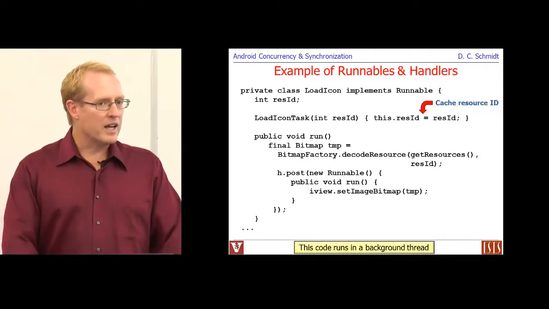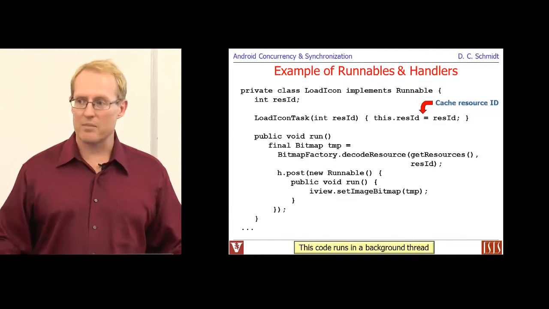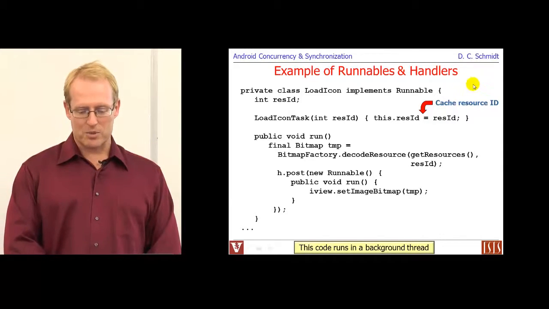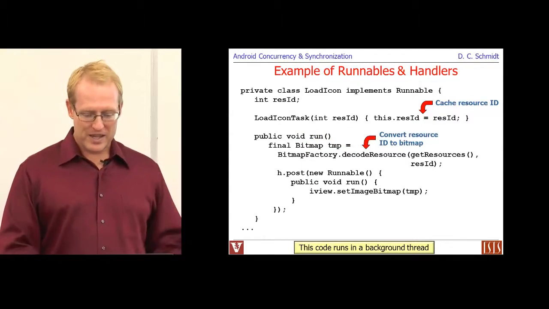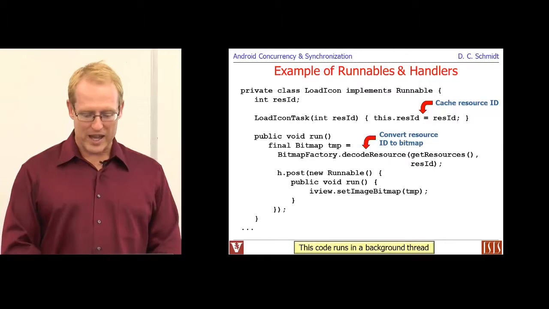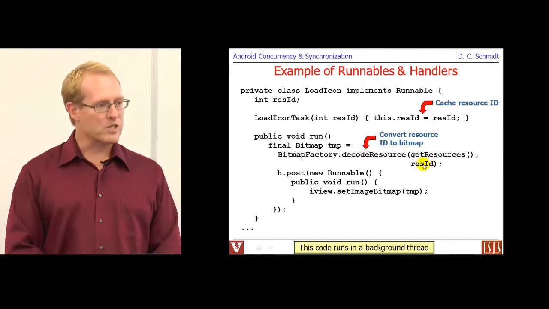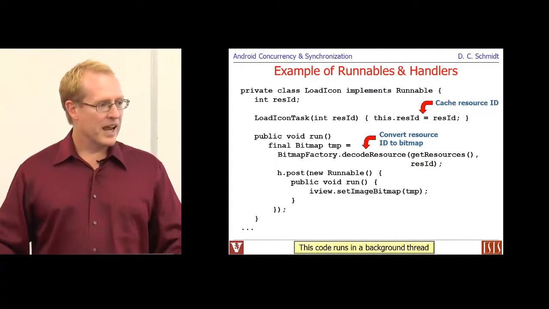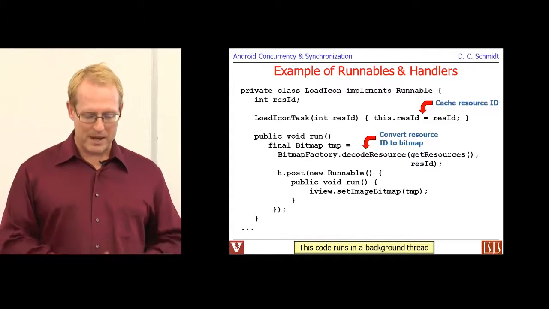Here's the load icon class. As you can see here, load icon is what's passed to the thread. That means it has to be a runnable. So the load icon constructor simply caches away the resource ID. And once this thread is started up and is running in the background, then when it's called, it'll go ahead and decode the resource. So it takes the resource ID that uniquely identifies that particular image, that particular bitmap, and it goes ahead and decodes it, turns it into a bitmap.